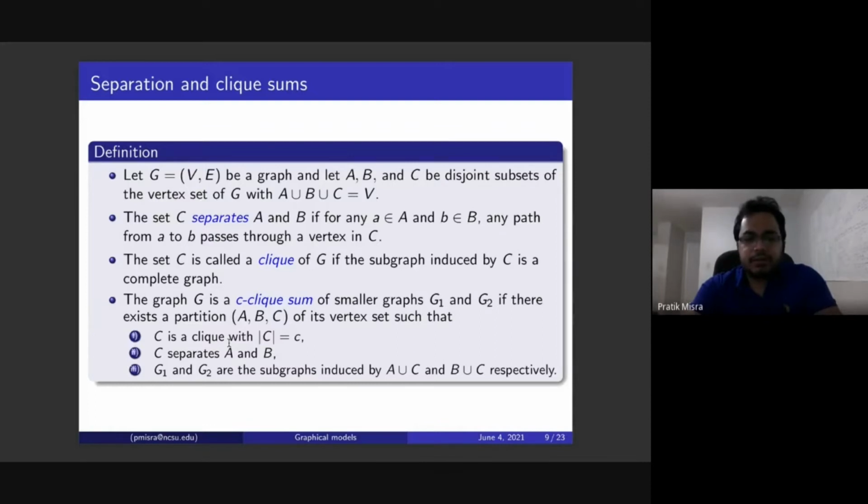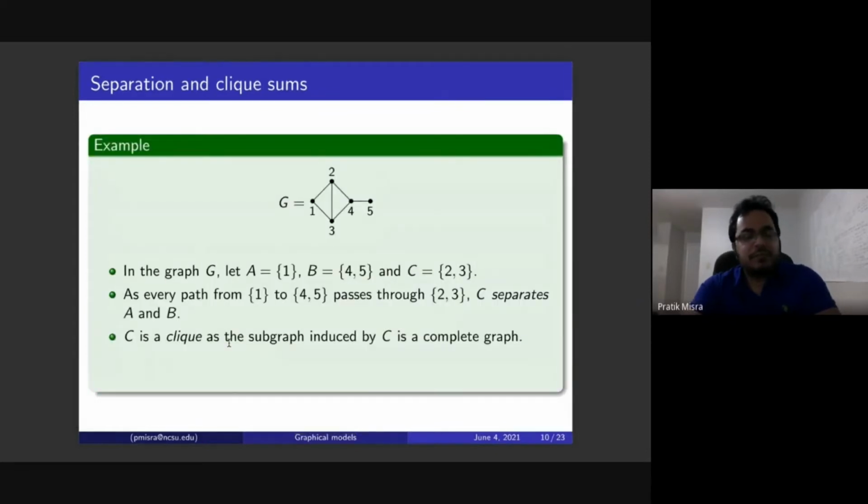Now, a graph G is called a c-clique sum of smaller graphs, say G1 and G2, if there exists a partition A, B, C of its vertex set such that C is a clique with cardinality being, let's say, small c, and C separates A and B, and the subgraphs G1 and G2 are basically the subgraphs induced by A union C and B union C. So let me just give an example for all the definitions that we saw so far.